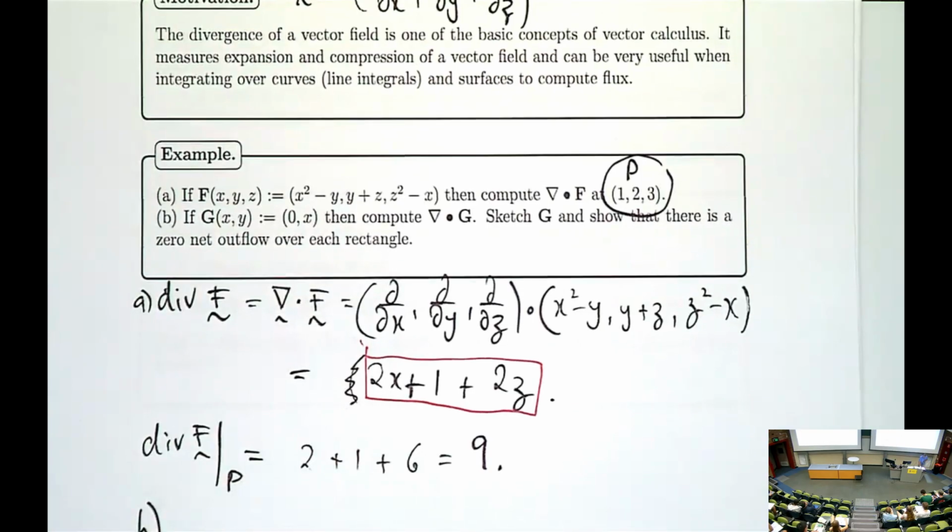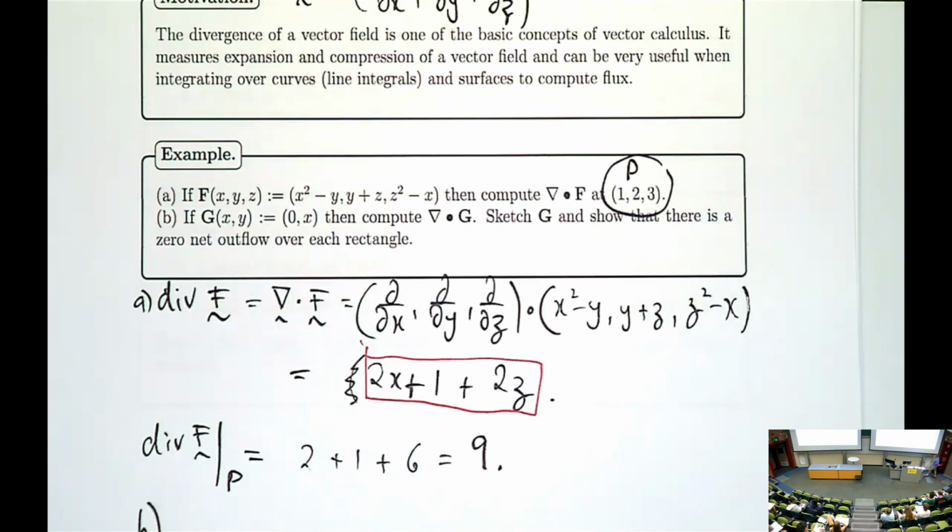Okay. Let's look at B. B's a far more interesting question than part A. If G is that, and that's a vector field, compute the divergence of G. Sketch G, now this is where it gets interesting. Sketch G and show there is a net zero outflow over each rectangle. So you can think of G as like a velocity of a fluid. So fluid's moving around. We've got a way of describing it using this vector G. And depending on what point we are, the velocity will change.